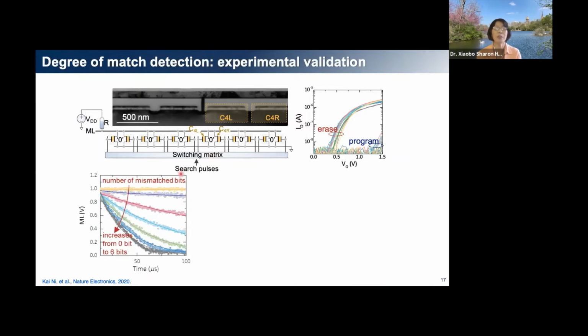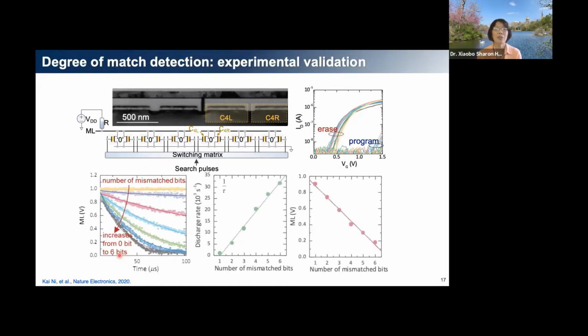Then we change the query by increasing the number of 1s in the query bits. And as you can see, as we increase the number of 1s, the mismatch bits increase, so you can see the discharge rate increases. Now, if we extract the discharge rate, looking at the derivative, we can see a simple linear relationship between the discharge rate and the number of mismatch bits. Okay, so then we design a good sensing circuit to sense the difference.